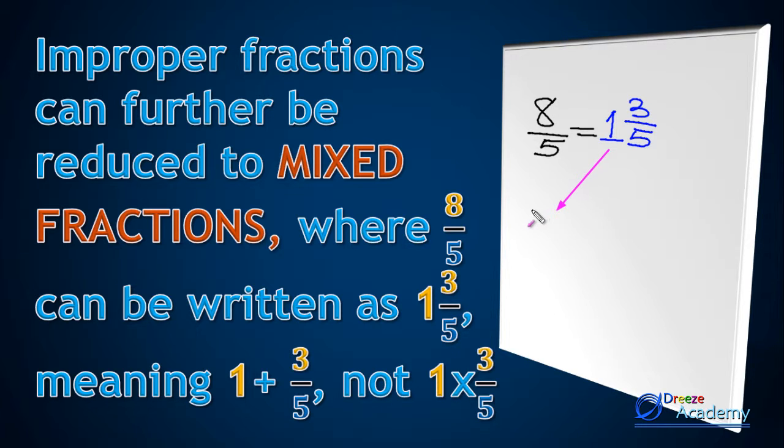The 1 is the whole number part of the mixed fraction, while 3 is the fractional part, with 5 still remaining as the denominator. It is, however, better to leave improper fractions in the vulgar form in which they are, than to convert them to mixed fractions. Now, this is because when converted, the confusion of 1 plus 3/5 and then 1 times 3/5 arises.